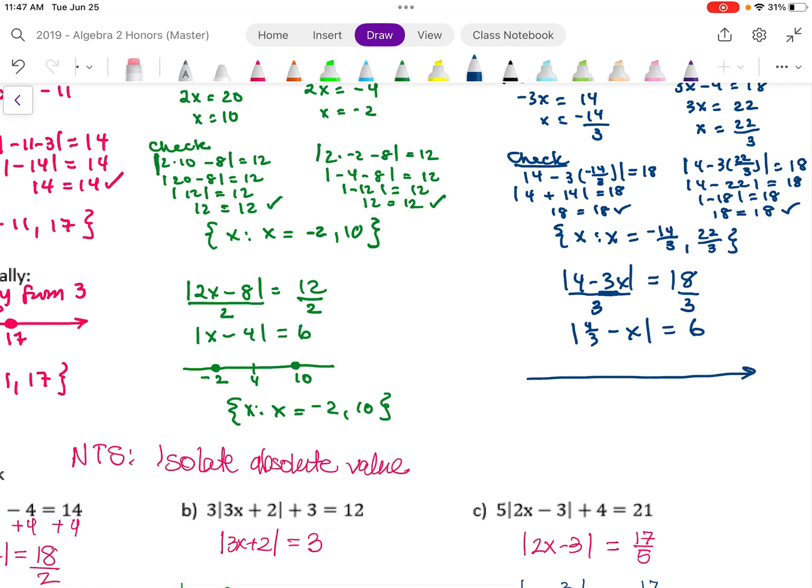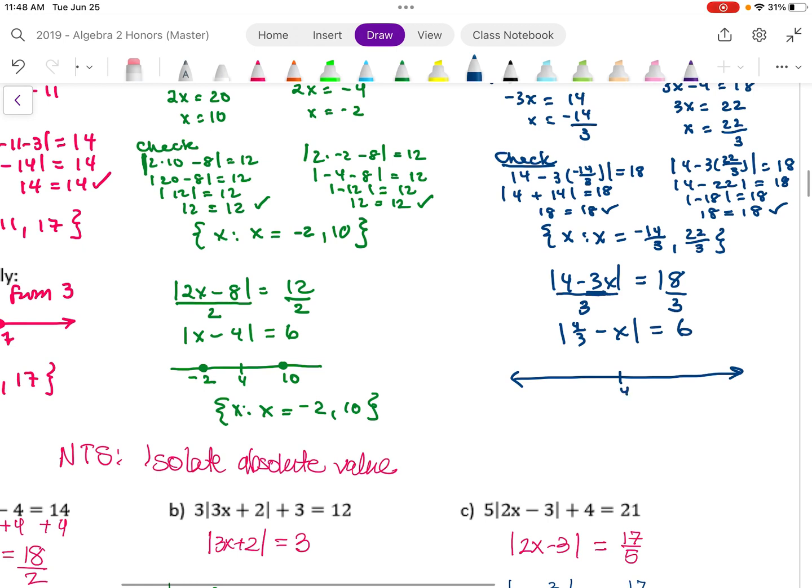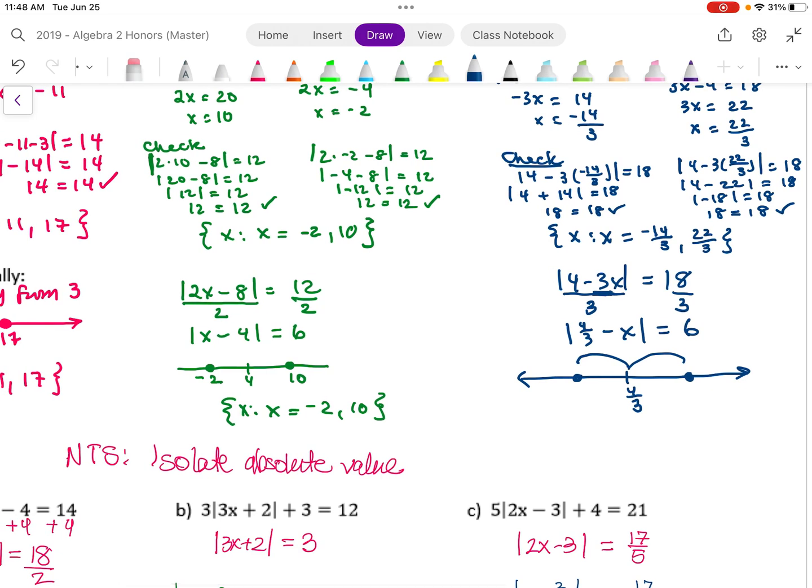Now, we center this at what would make the inside of the absolute value equal to 0. If I substitute in a 4/3, it would make it 0 in there. So it's centered at 4/3, and then I'm going to add and subtract 6, which is 18/3. So 4/3 minus 18/3 is negative 14/3, and 4/3 plus 18/3 is 22/3. Oh, look, same answers as we got up there. So therefore, we have x such that x is equal to negative 14/3 and 22/3.